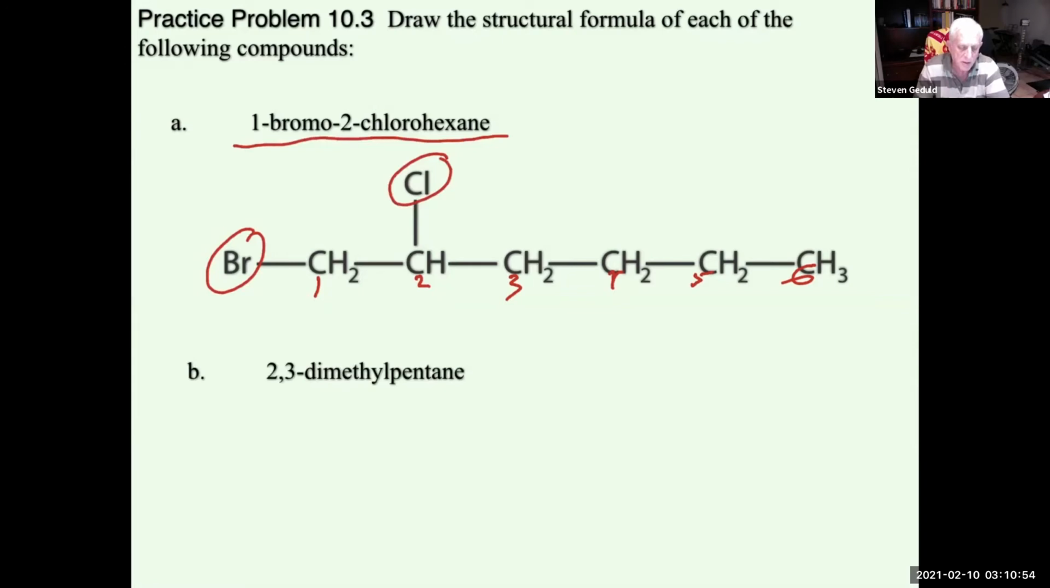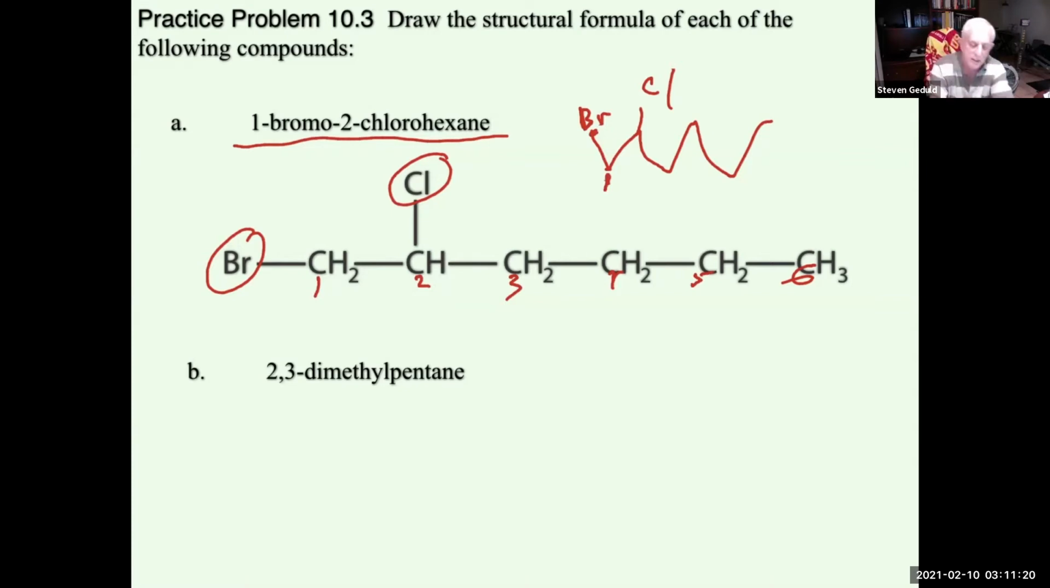Now let's draw the line structure. Hexane would be 6, 1, 2, 3, 4, 5, 6. And number 1, there's a bromine. And number 2, there's a chlorine. Okay, again, don't get confused at this end right here. There's no carbon. That's our bromine. This is carbon number 1. And there's our bromine attachment. Number 2, there's a chlorine attachment.